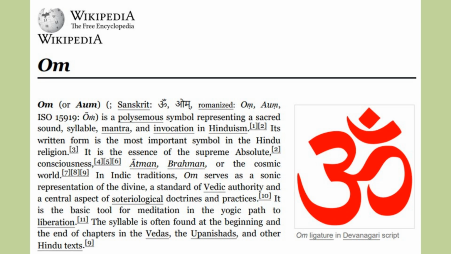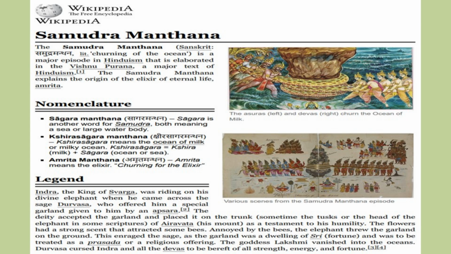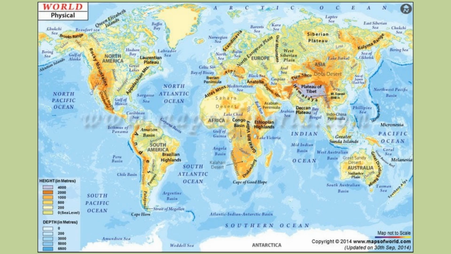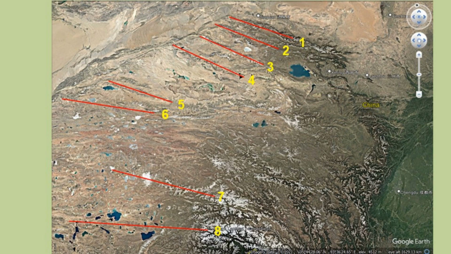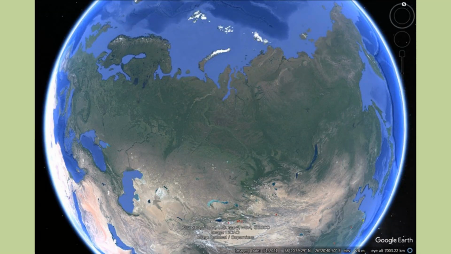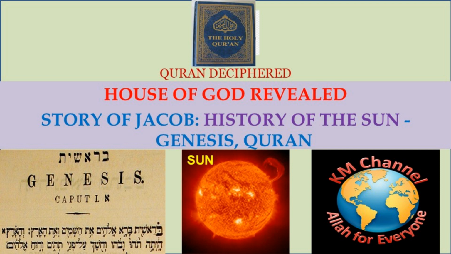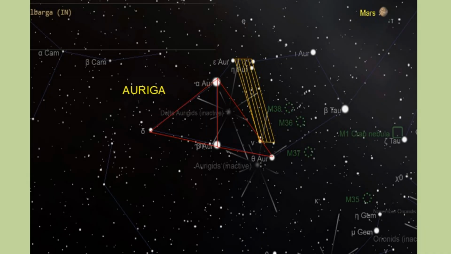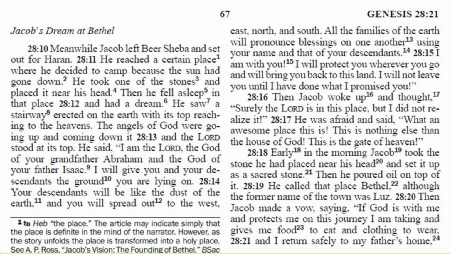The story of the origin of the Om and the Samudra Manthan is related to the formation of the mountains of the world. Similar to the 8 pillars of the sky of the Kunlun mountain, there is one more pillar present in West Asia which runs from Israel to Turkey. As I have shown you in my previous presentation, the story of Jacob, history of the sun, during its journey the sun has built an altar and erected a pillar next to it in the constellation Auriga, which is a gateway to the heaven, as mentioned in the book of Genesis, chapter 28, verse 17.